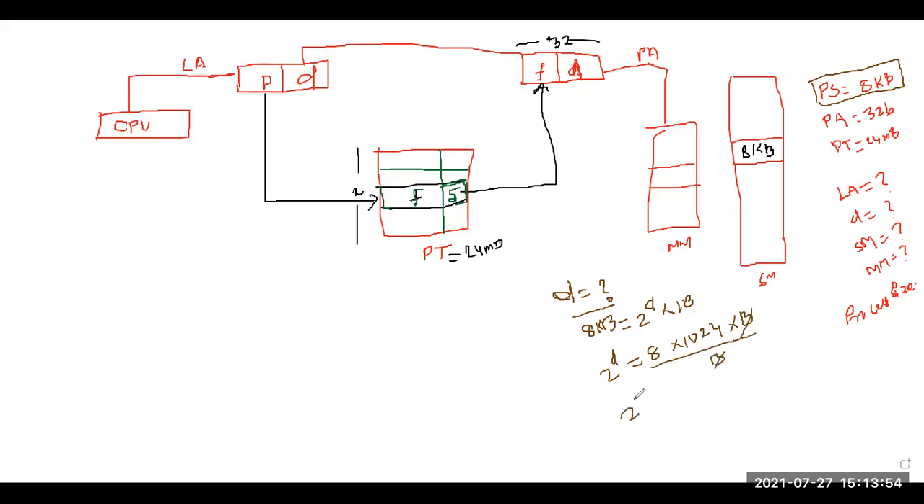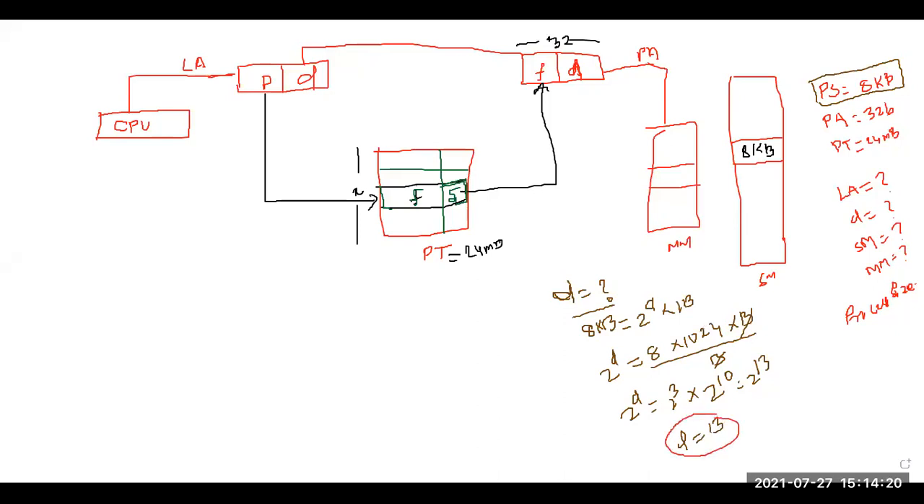Now this 2 to the power of D is equal to how much? 8 can be written as 2 to the power of 3 and 1024 can be written as 2 to the power of 10. Now it is nothing but 2 to the power of 13. So what is the value of D here? The value of D is 13. Clear? All of you is clear? Value of D is 13.